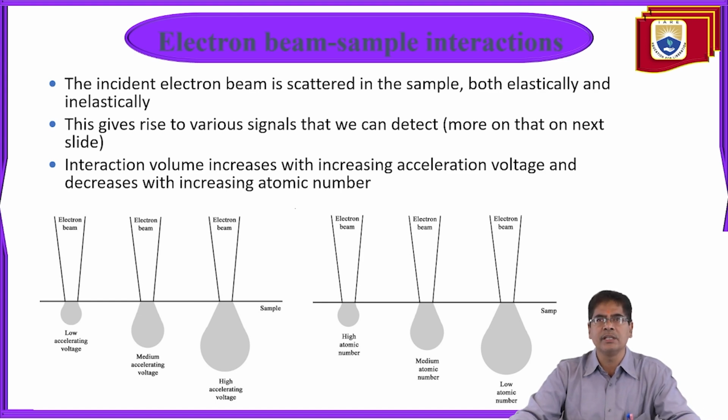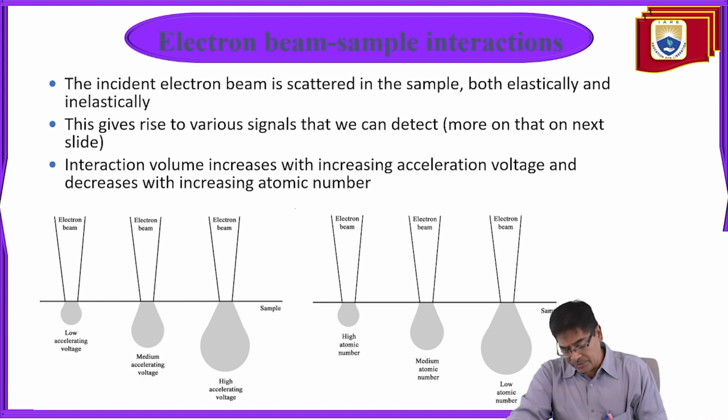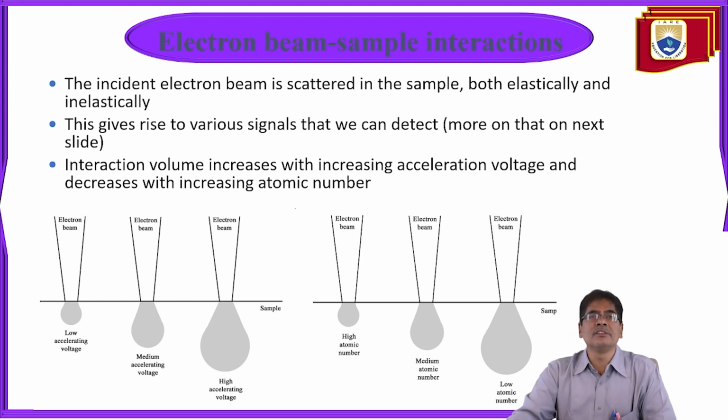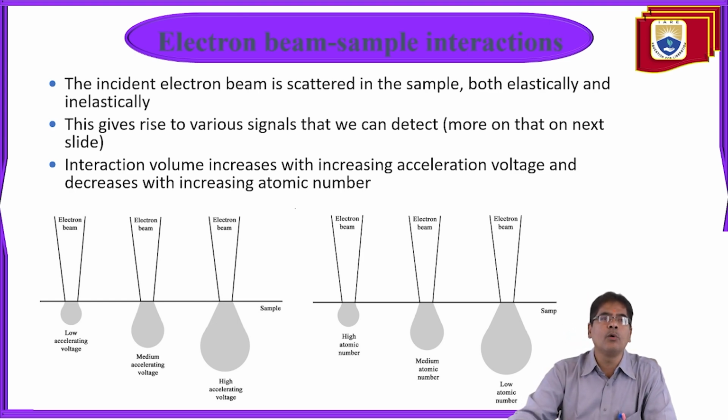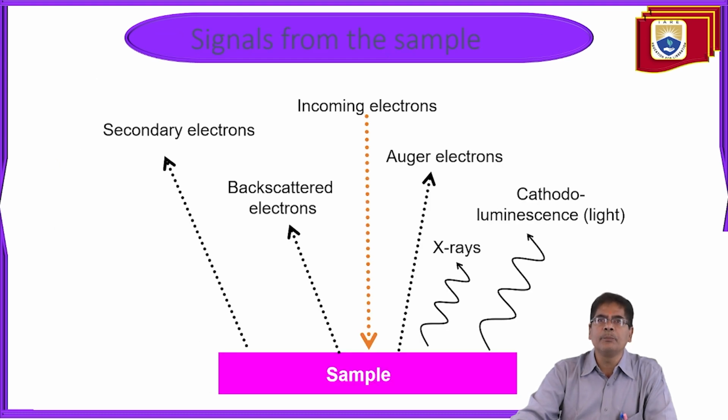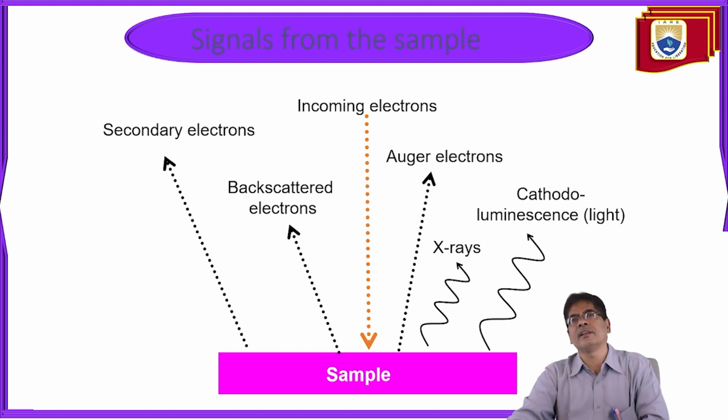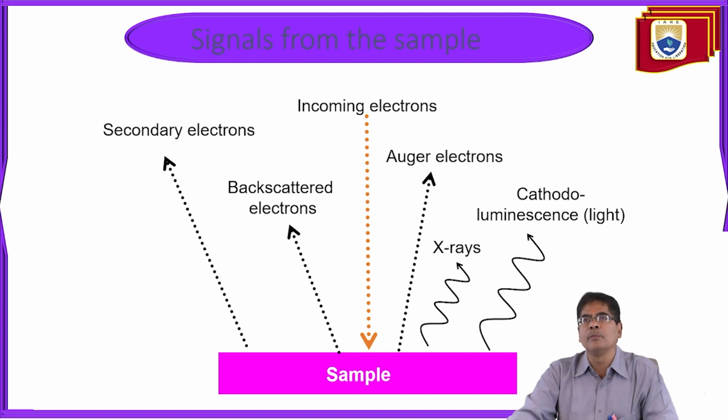The interaction volume increases with increasing accelerating voltage and decreases with increasing atomic number. So this is what we can see for the electron beam: low accelerating voltage, medium accelerating voltage, and high accelerating voltage. See the sample variation, right? Here we have high atomic number, medium atomic number, and low atomic number. Signals from the sample are scattered in different directions. That is what we can see: the scattered electrons, backscattered electrons, incoming electrons, Auger electrons, X-rays of course, and some cathodoluminescence light.